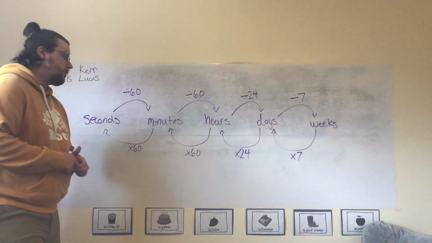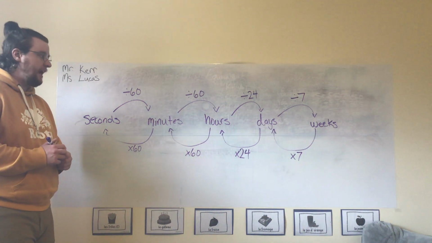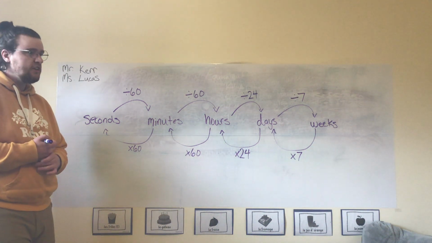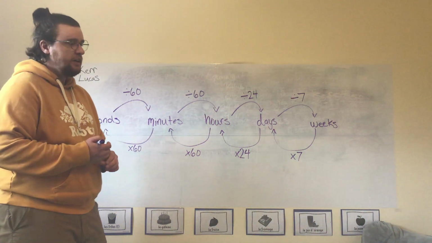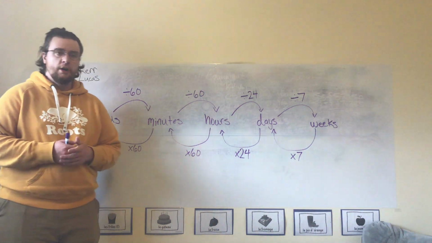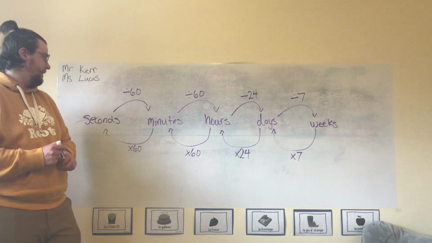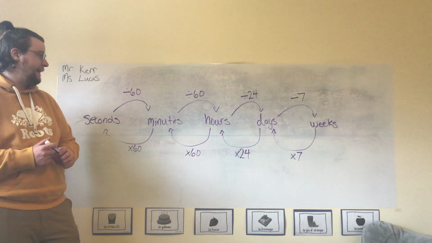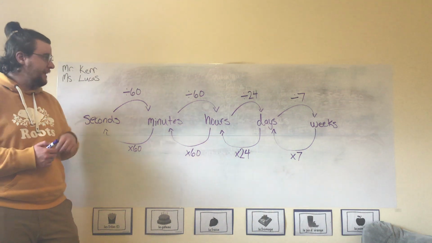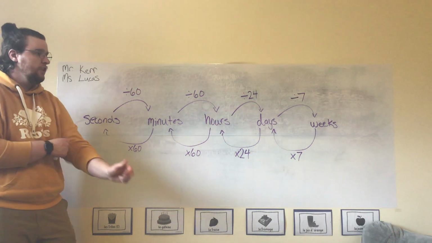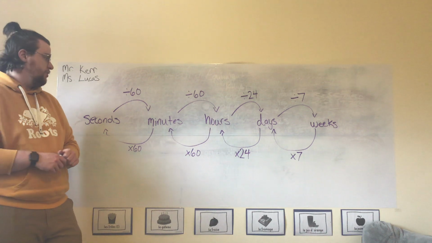So we measure time with lots of different units. We have seconds, minutes, hours, days, weeks, months, years, decades, millenniums, centuries. For today, we're going to be just looking at the first few there: the seconds, minutes, hours, days, and weeks. We're going to look at how you convert one of the units to another one of the units.